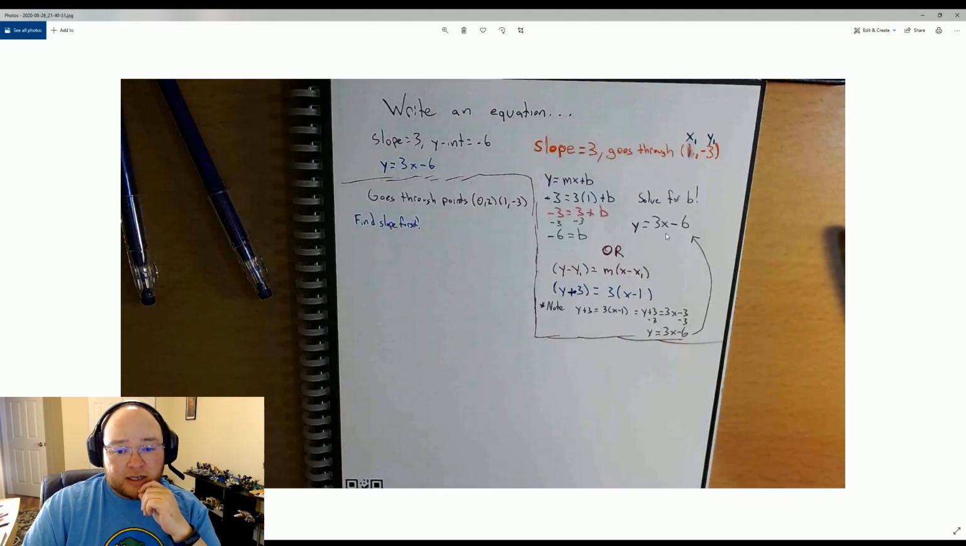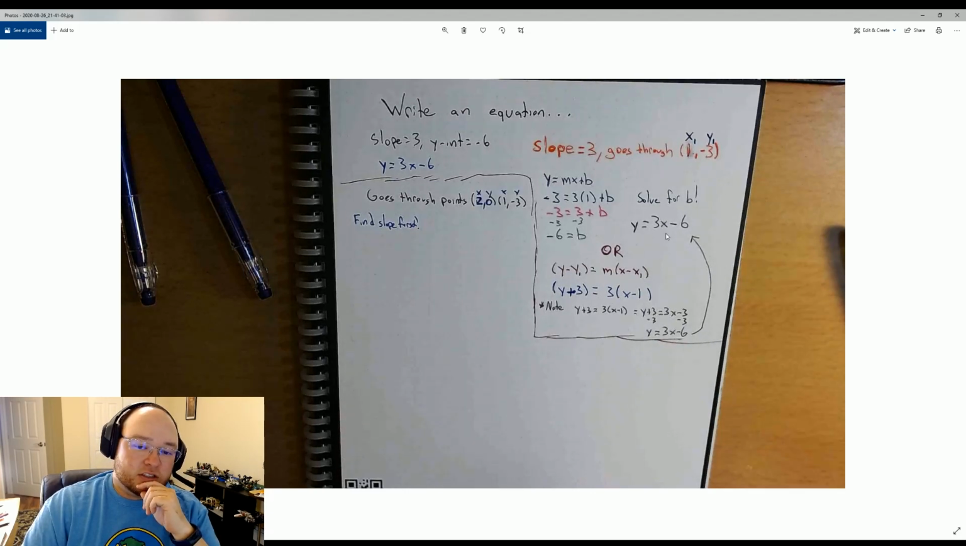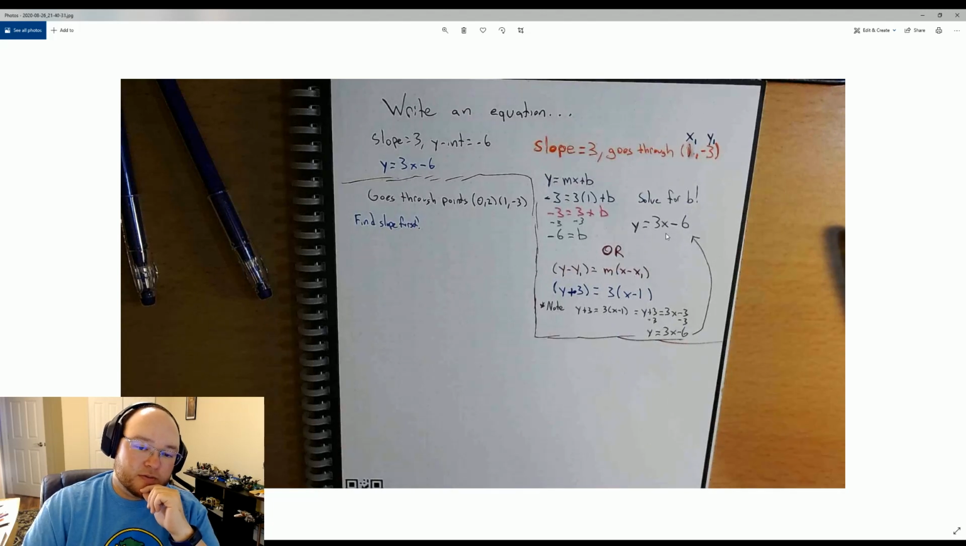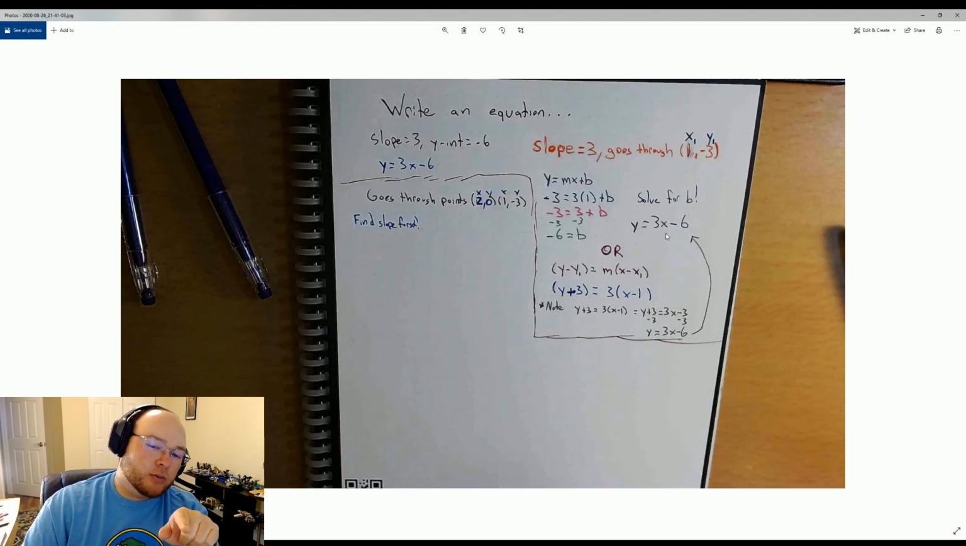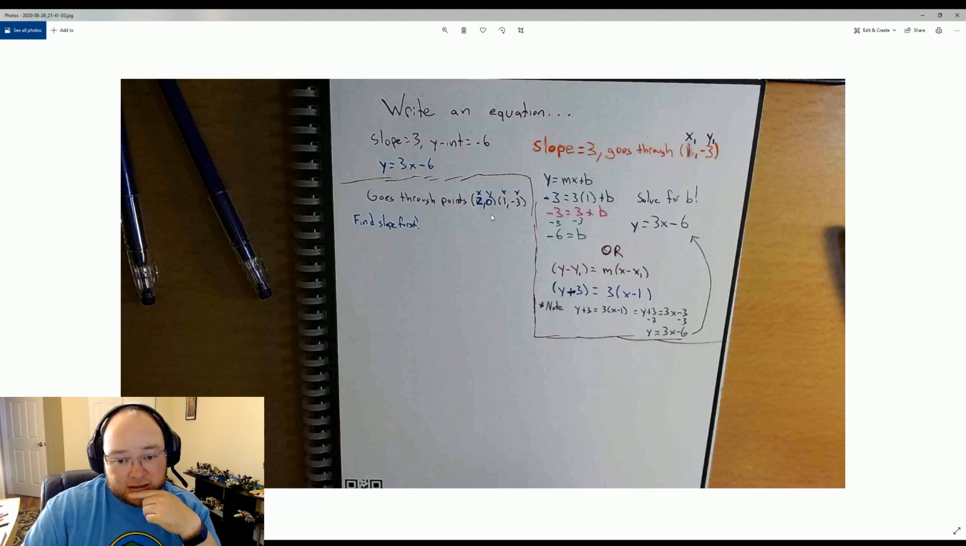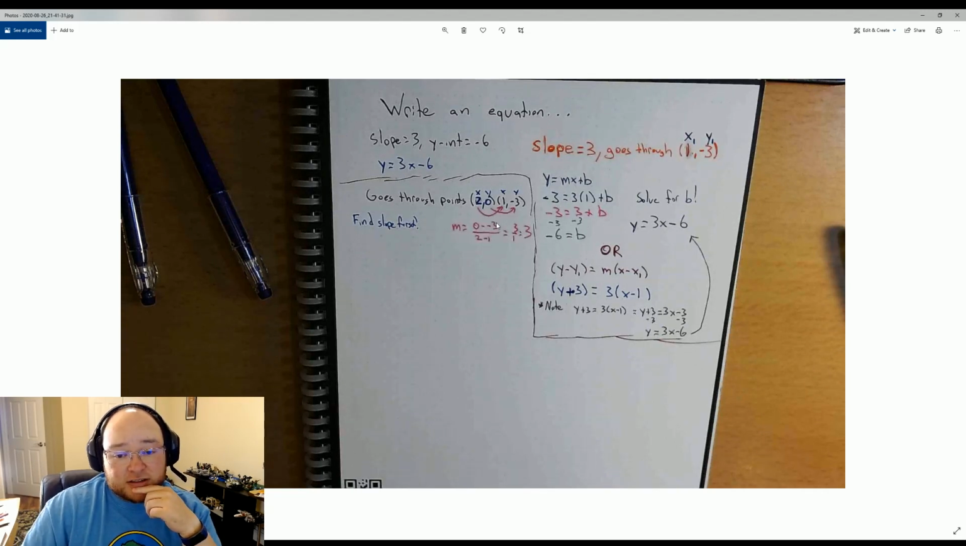xy, xy. Oh, and if you didn't notice, I wrote it backwards the first time. I had 0, 2, but I really wanted 2, 0, so I changed it before we started this question, right here. So I just plugged it into the formula. I subtracted the opposite way I did last time. 0 minus negative 3 is positive 3. 2 minus 1 is 1. 3 divided by 1 is 3.